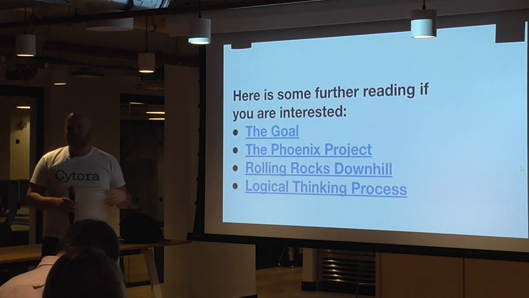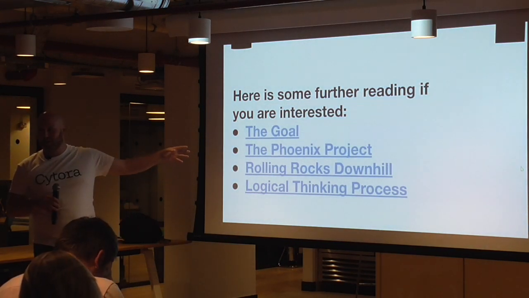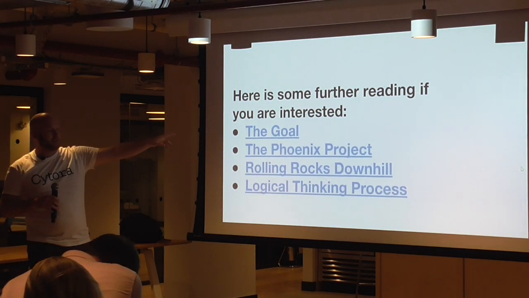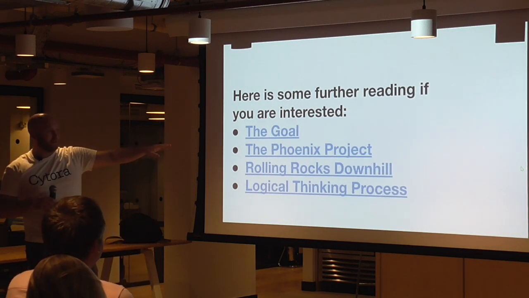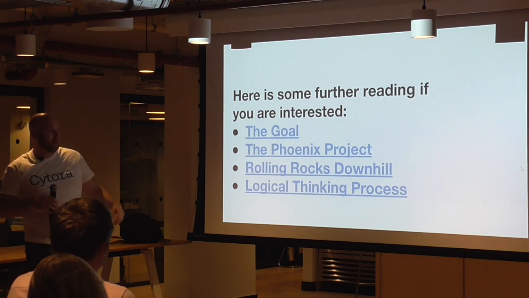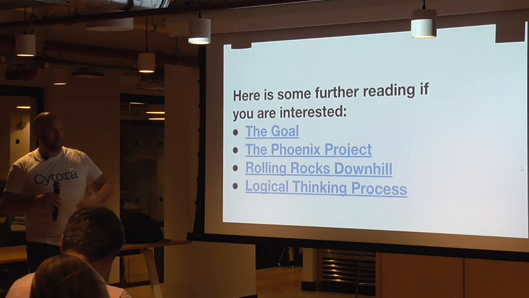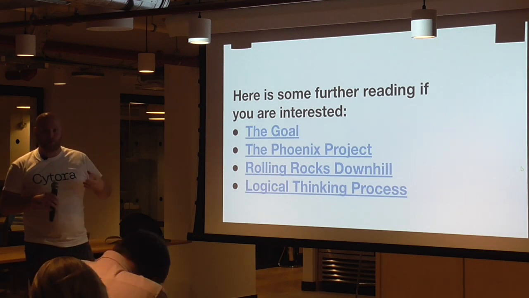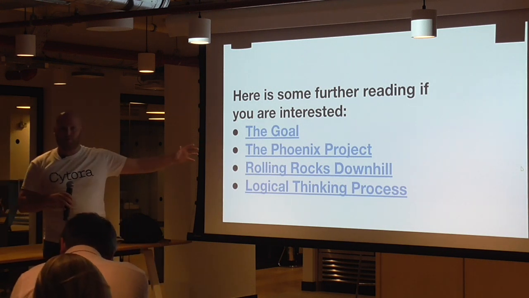Here is some further reading if you're interested. And again, these are the books with the terrible, terrible front covers. Maybe get them on Kindle. The Goal is the classic that started off the movement, very much manufacturing focused. It's actually a novel, as is The Phoenix Project and Rolling Rocks Downhill. So these are business novels. They're a bit cheesy, but they get to the point of working on cycle times, reducing batch size, etc. All of these processes are things that Agile came from.